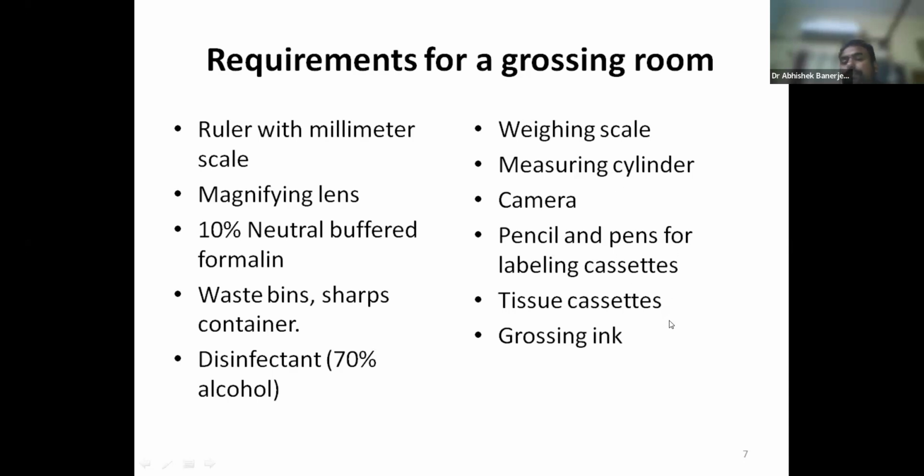A camera for photography is very, very important. Pencil and pens for labeling the cassettes. Always use a pencil for labeling your cassettes, with a small chit of paper, tissue cassettes, and grossing ink. I will be discussing grossing ink in detail in the next few slides.